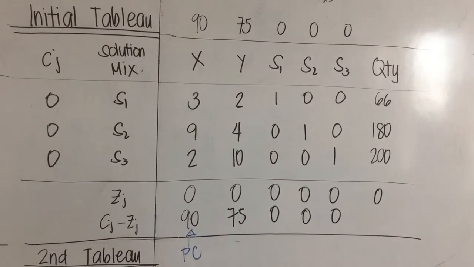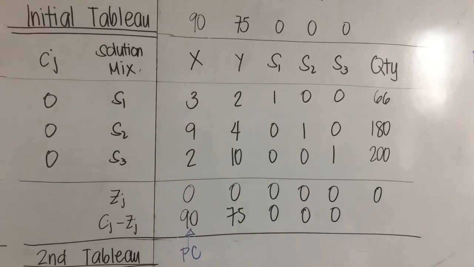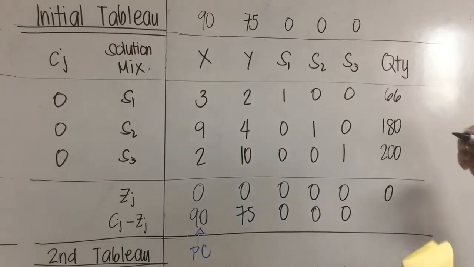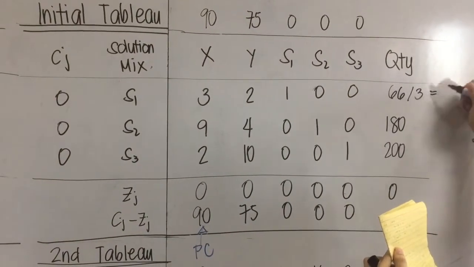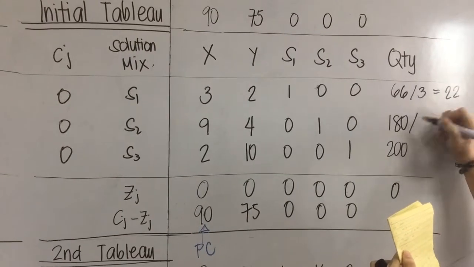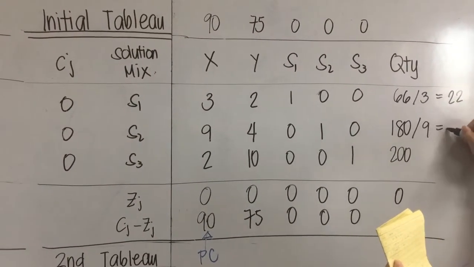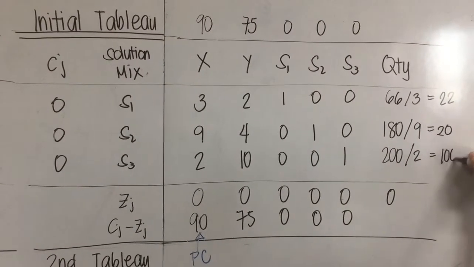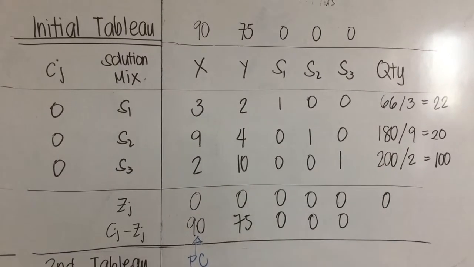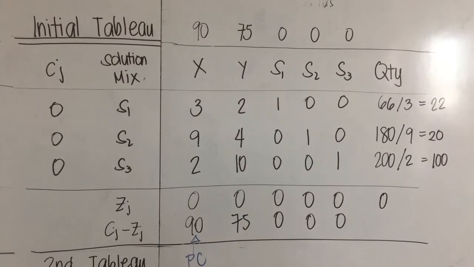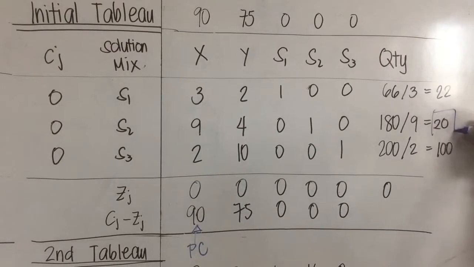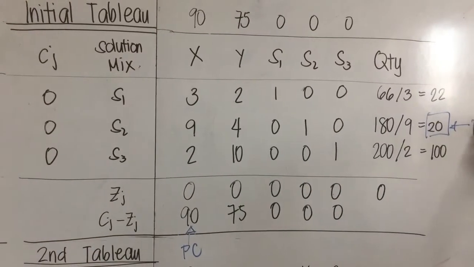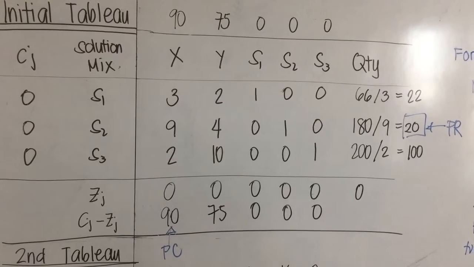Next, we have to find the pivot row. To find the pivot row, divide the quantity column by the corresponding values in the pivot column. So 66 divided by 3 is 22. 66 divided by 9 is 20. 200 divided by 2 is 100. Now we have to choose the smallest among these values. In this part, we have to choose 20 since this is the smallest value among them. This will now become your PR, or your pivot row.